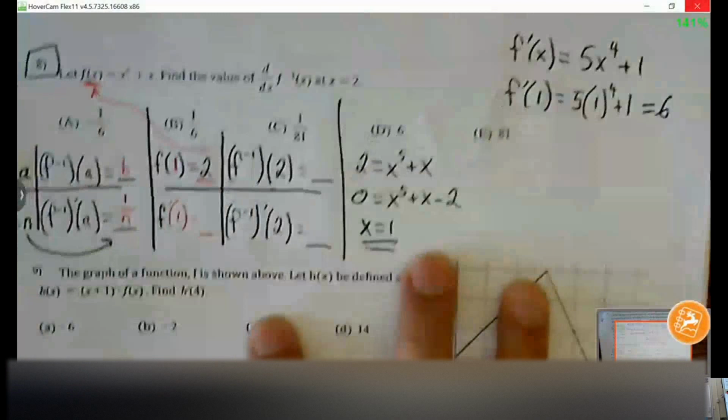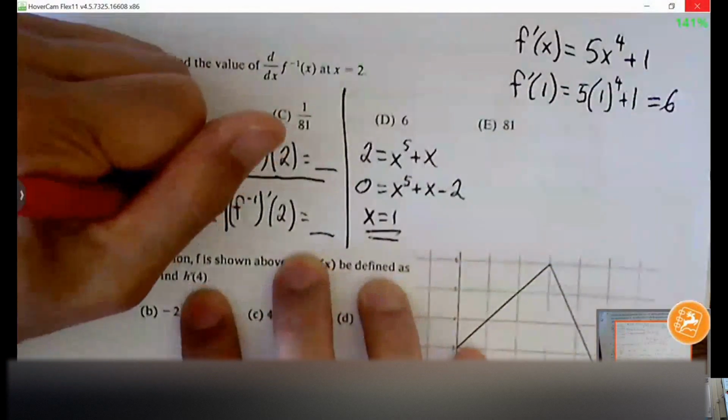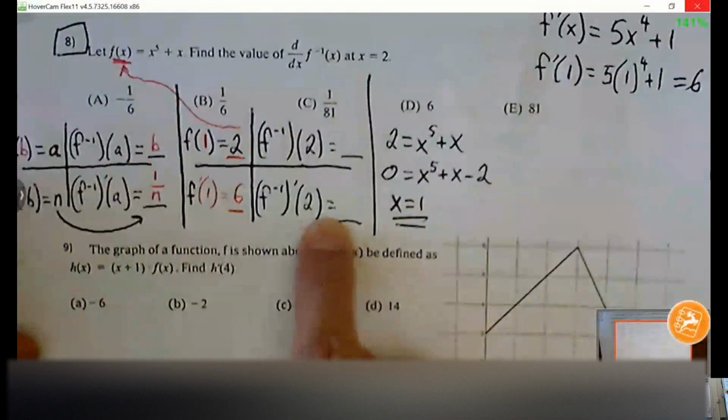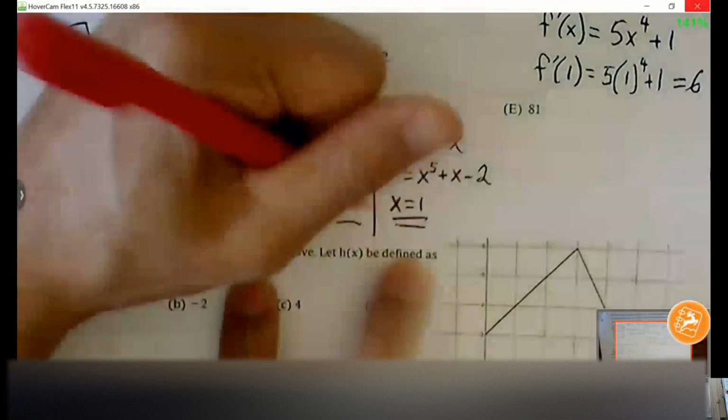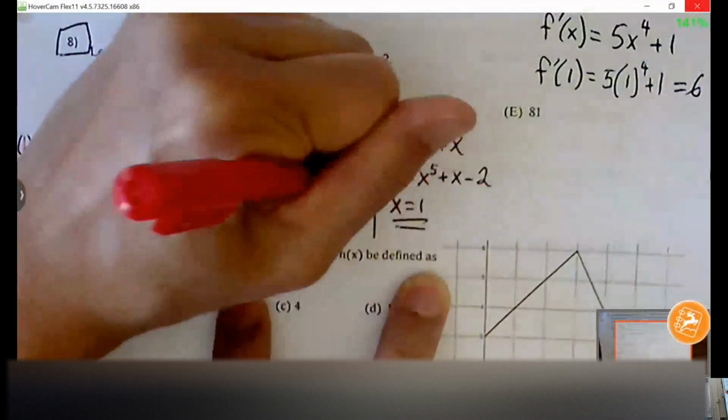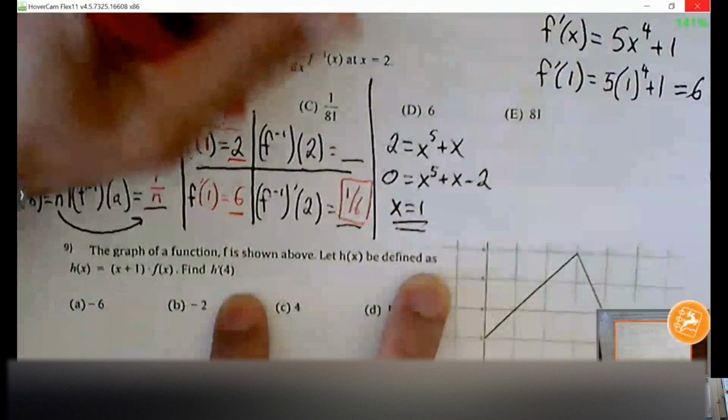So if f prime of 1 is 6, then the derivative of f inverse at 2 must be what? 1/6. Yep, always that relationship. Don't change the sign, just flip the numbers.